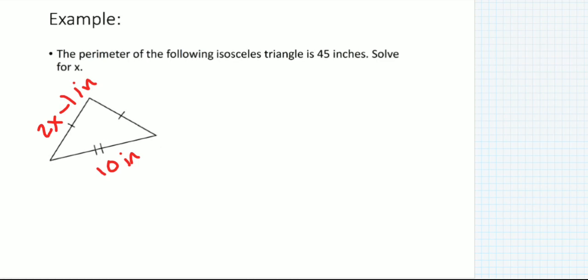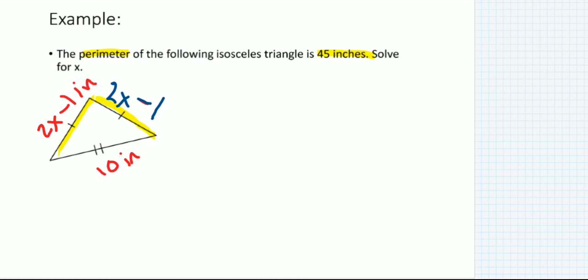All right, so notice here how in the directions I tell you that the perimeter is 45 inches, okay? So what does that mean? A perimeter is when you add all the sides together and it'll give you 45. So let's see what is going on here. We have two congruent sides, so I can automatically know that this one is also equal to 2x minus 1. Let me use a different color. Okay, so 2x minus 1, just because of the diagram.